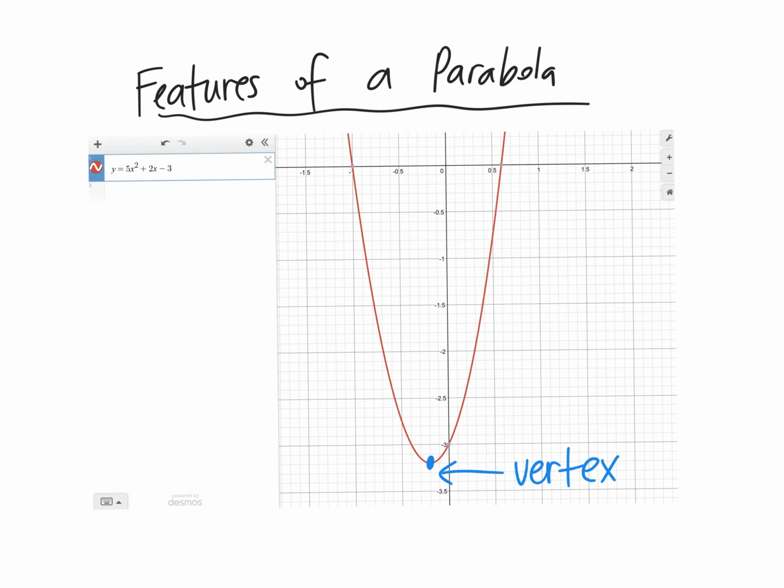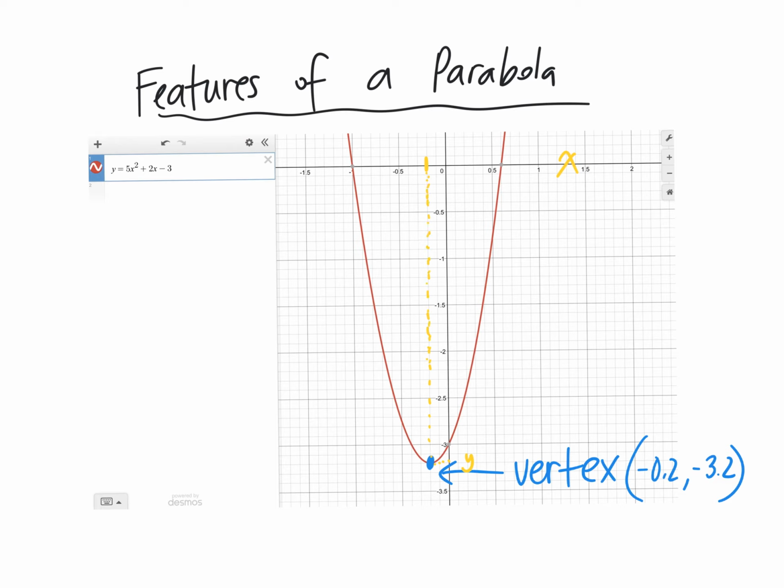In this graph, I know you can't really see, the vertex is located at negative 0.2 and negative 3.2. I have decimals here, but we're just looking for the coordinates. Negative 0.2 is my x value, on the x-axis, and then the y value is negative 3.2. I'm not going to give you decimals on the test.